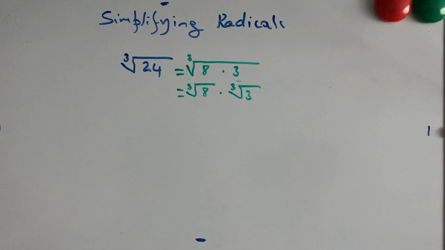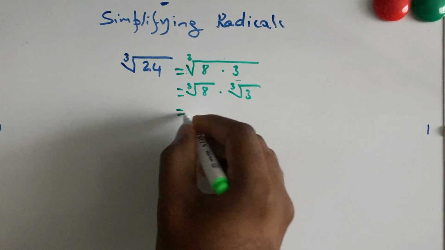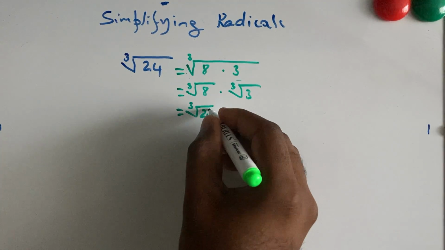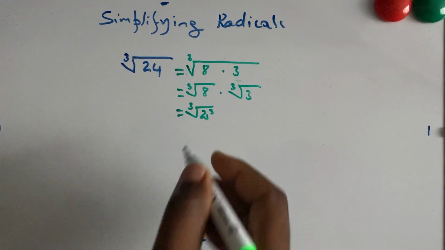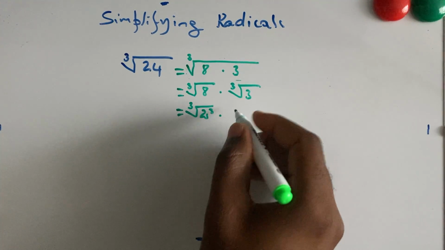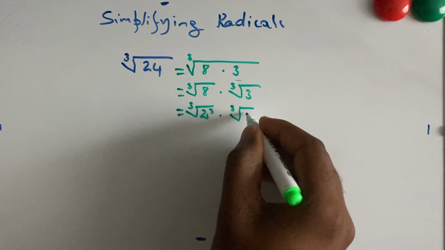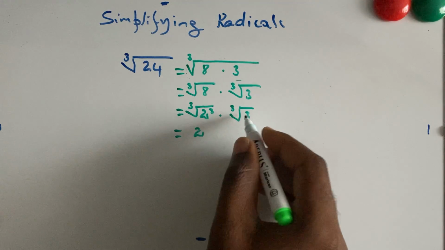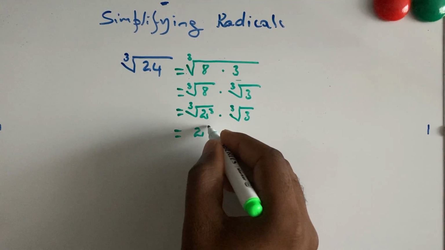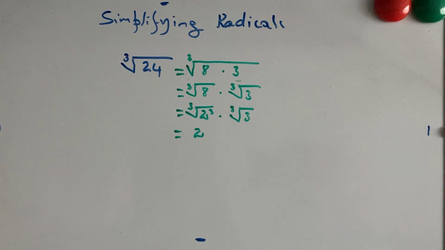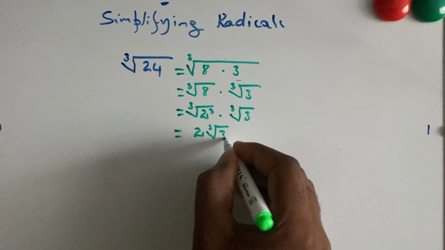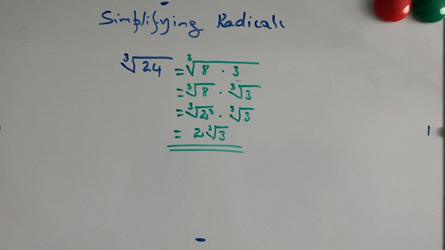And what else can we do here? Well, if you can see it, you don't have to do all this, but I'm just doing it so everybody can understand this. 8 is 2 cubed, so it's the cube root of 2 cubed times the cube root of 3. The cube root of 2 cubed is 2. And the cube root of 3 can't be broken down into a perfect cube times another number, so that's just the cube root of 3. And this is your answer. So this is how you simplify radicals.